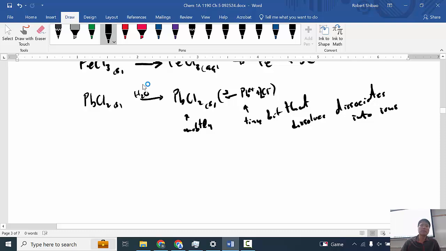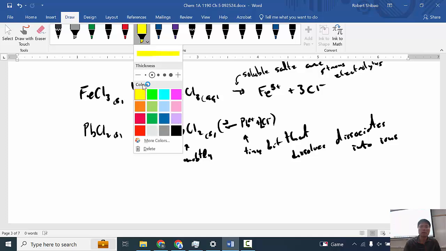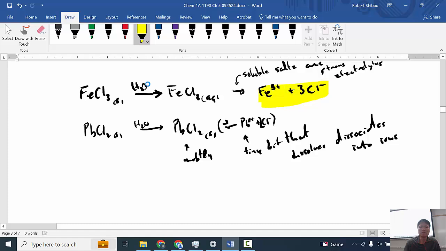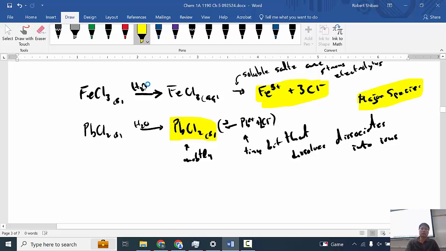And so we have something called the major species and the minor species. Over here, the major species are this. But with PbCl2, the major species would be this. When we write chemical equations, typically we want to write the major species in the particular equation.